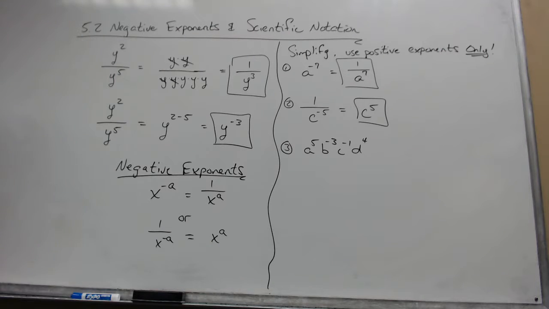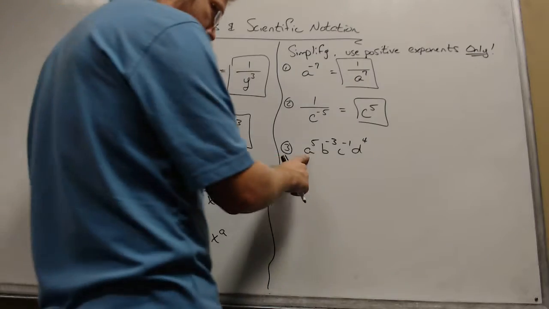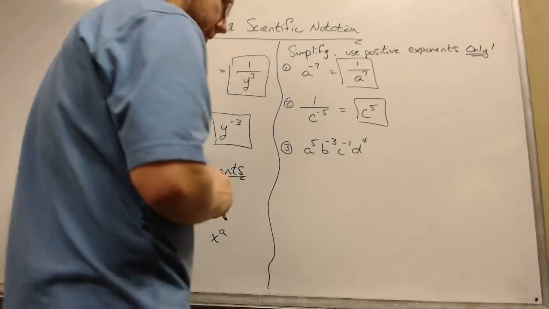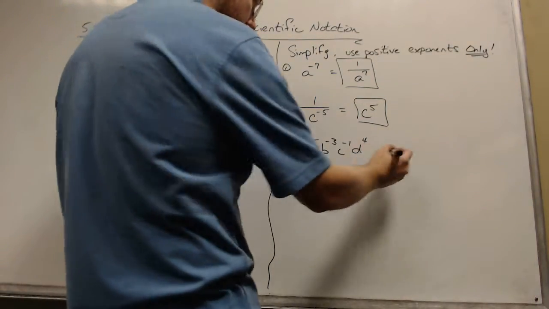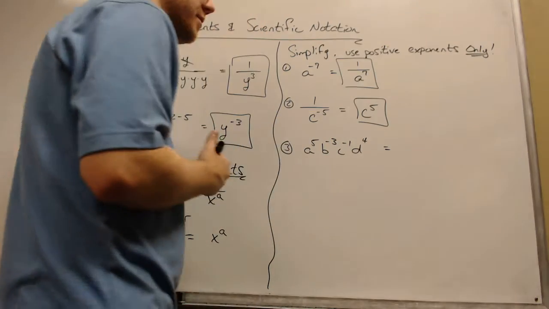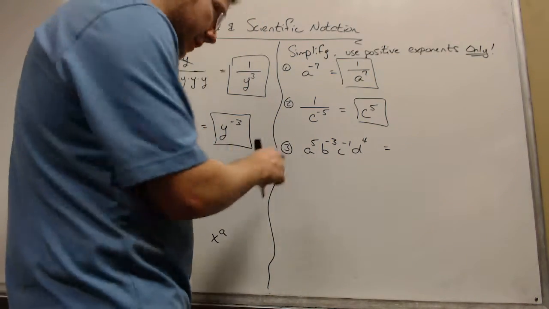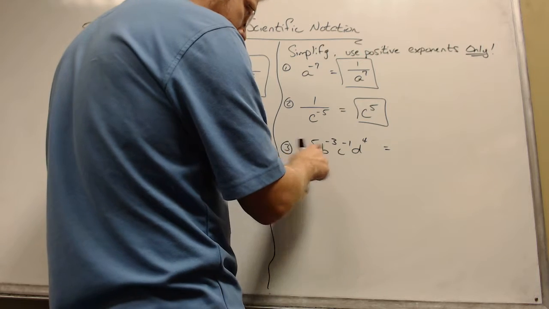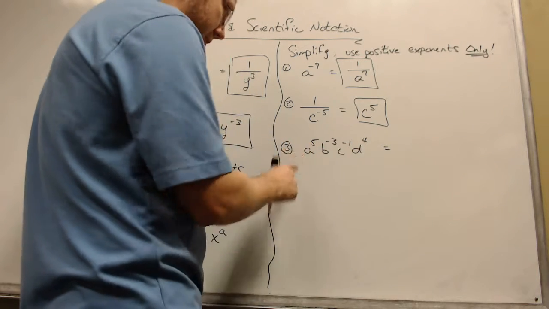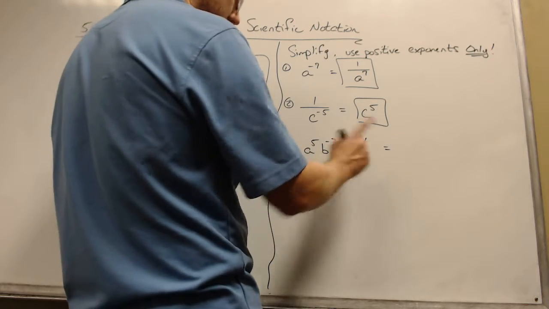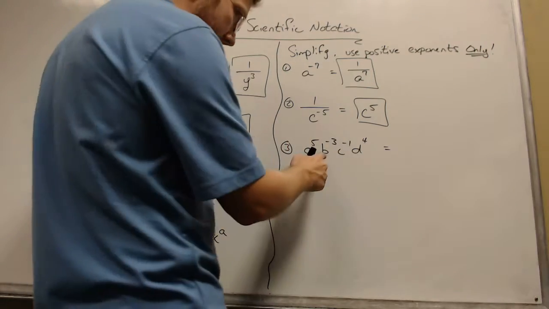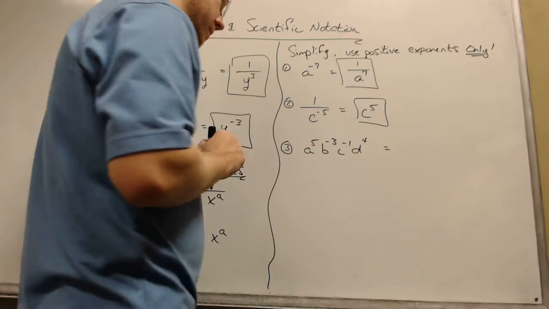More elaborate example, but really there's nothing different. Just like before, you deal with each variable, each base independently. And if I wanted to rewrite this and simplify and use positive exponents only, well, if a base already has a positive exponent, I don't want to change it at all. A to the 5th I'm happy with, d to the 4th I'm happy with. Those are positive exponents. It's these two pieces to this puzzle that I don't like.